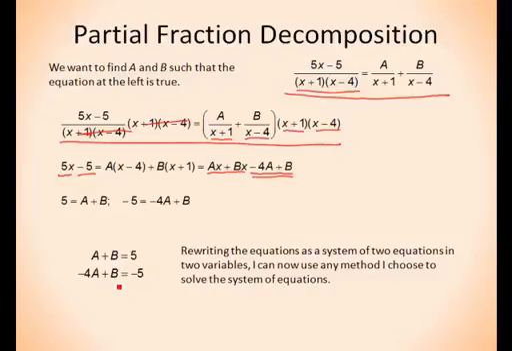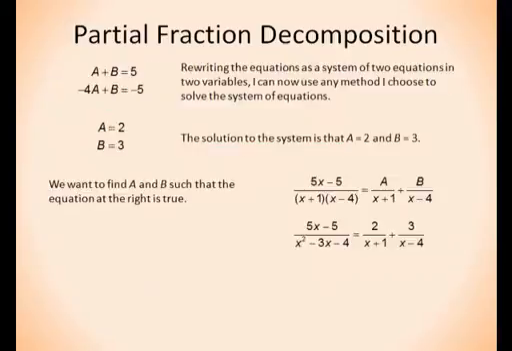At this point I can use any method at my disposal to solve this system of two equations in two variables. I can use elimination, I can solve for one variable and use substitution, or I can use any of the matrix methods. When I do that, I find that a is equal to 2 and b is equal to 3. That would be the solution to this system of equations. So plugging back into my original equation, 2 for a and 3 for b, I get this partial fraction decomposition of my original rational function.